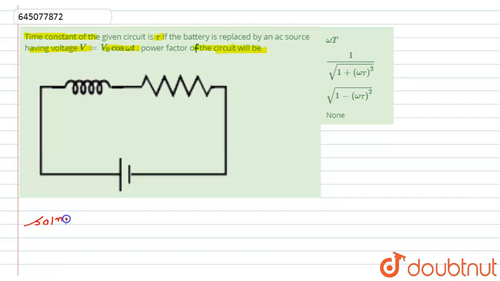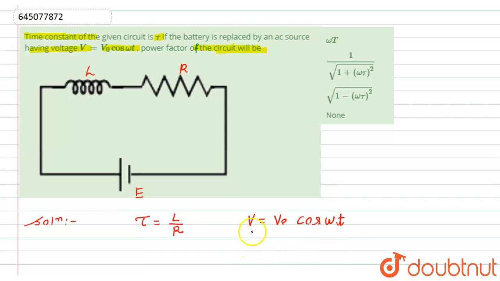So in this question we have been given an RL series circuit. This is R, this is L, and this is the battery. Let the EMF of the battery be E. Now it is given that the time constant for the circuit is tau, that is equal to L divided by R. Now if this DC source is replaced by an AC source having the voltage V equals V naught cos omega t, then what will be the power factor for the circuit, that we have to find here.